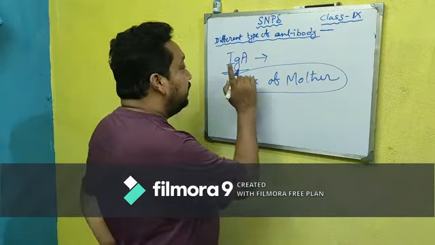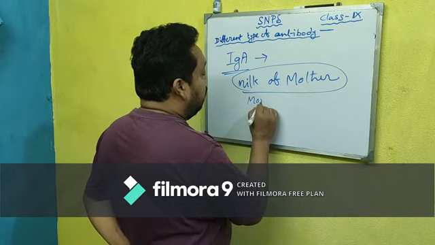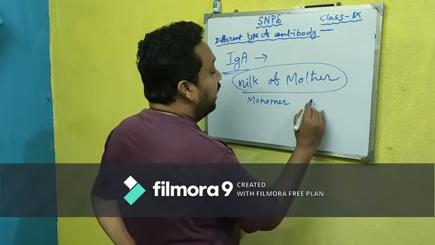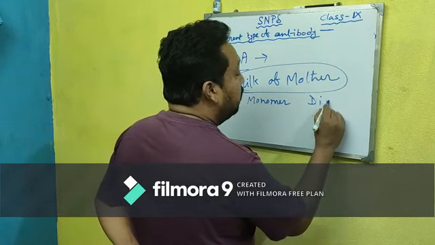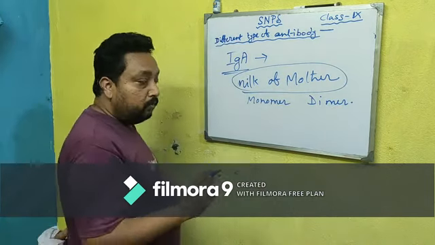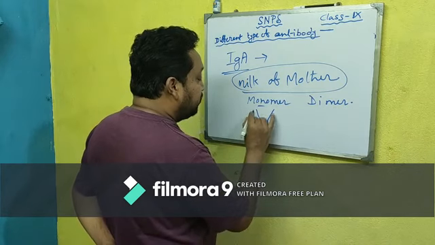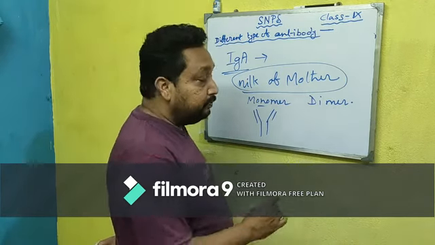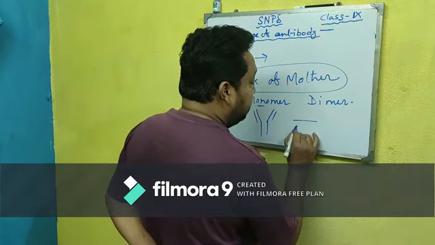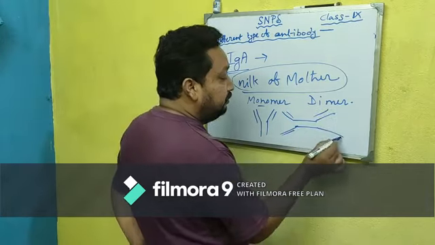Secondly, it is a monomer or dimer. You should know what monomer means: it is the basic single structure. And what is a dimer? That is two basic structures attached with each other. This is the dimer.